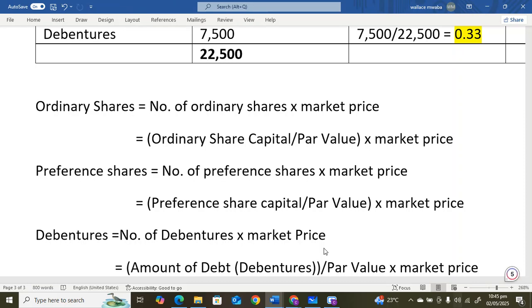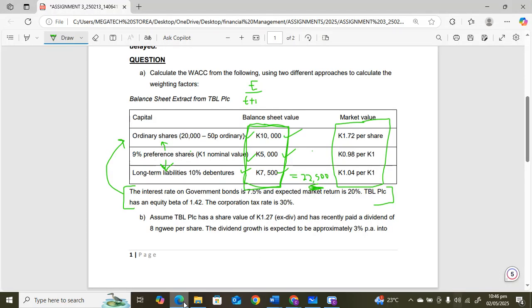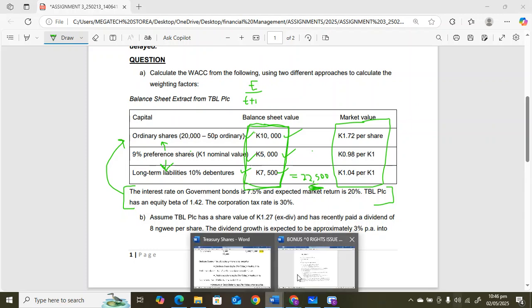So these things are formulae. You can see they're operating on a similar basis here. It's the same concept for getting the number of these things: the number of ordinary shares, number of preference shares, and the amount of debt, number of debentures. Okay. So if we come to our question here, let me just bring this.